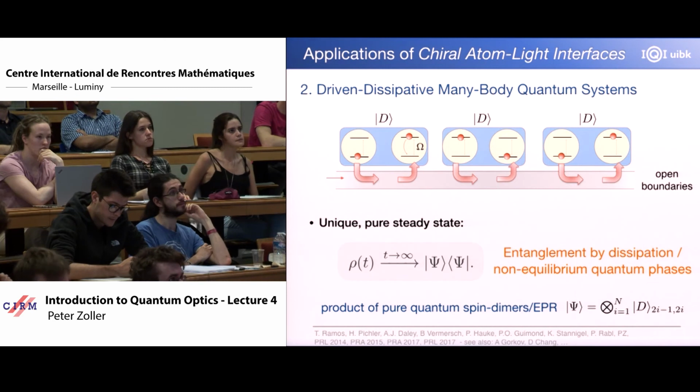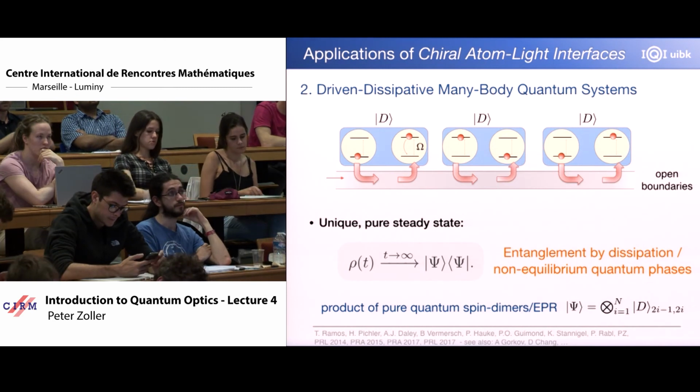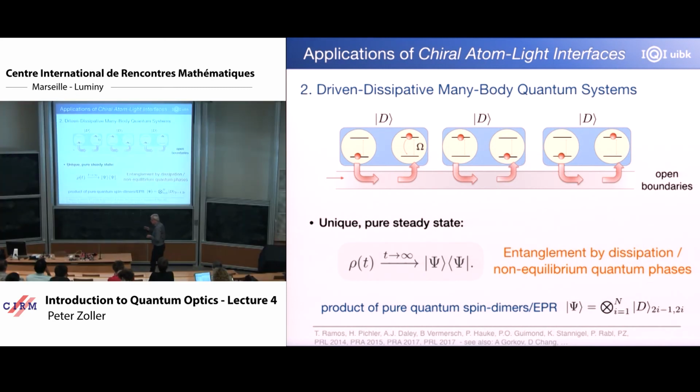Let me give you a second example that I find actually very exciting, and afterwards I will show you a little simulation that even indicates that there can be some highly non-trivial many-body dynamics that comes out from this cascaded master equation in a way that you might maybe not expect, okay?